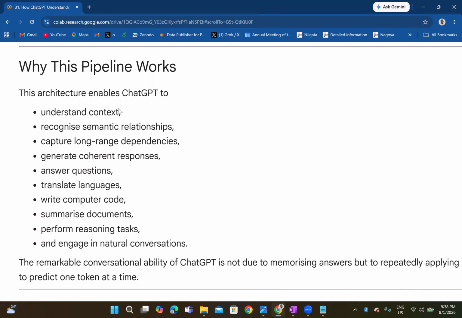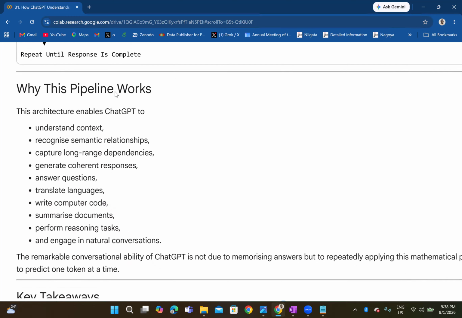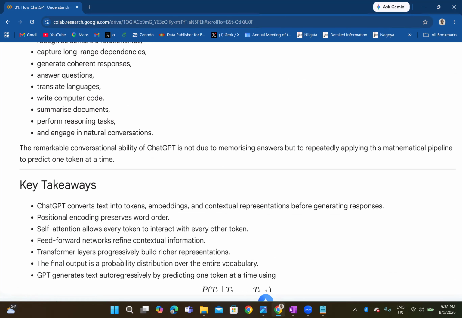So why does this pipeline work? The architecture enables ChatGPT to understand context, recognize semantic relationships, capture language dependencies, generate coherent responses, answer questions, translate languages, write computer code, summarize documents, perform reasoning tasks, and engage in natural conversations. The remarkable conversational ability of ChatGPT is not due to memorizing answers, but to repeatedly applying the mathematical pipeline to predict one token at a time.